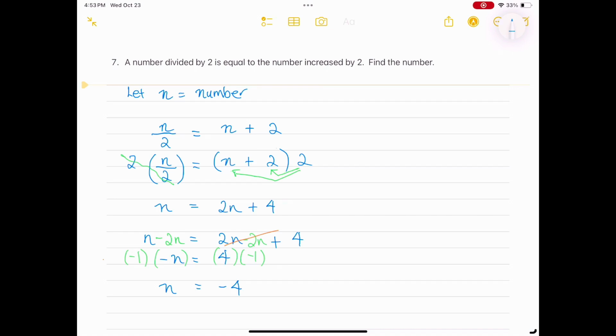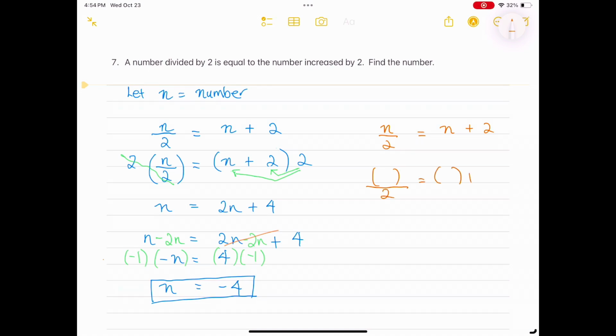Now we are ready to check our answer by plugging in negative 4 for n in the original equation. We rewrite that equation, n over 2 equals n plus 2, plugging in negative 4 for n, which gives us negative 4 divided by 2 equals negative 4 plus 2.